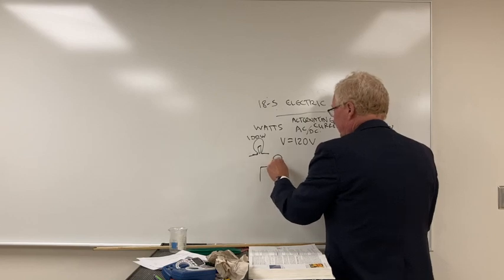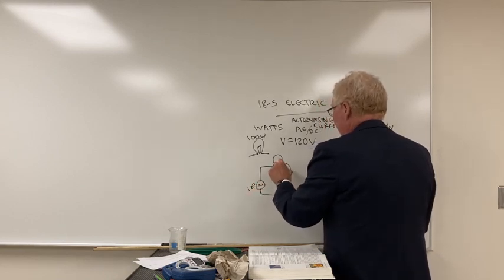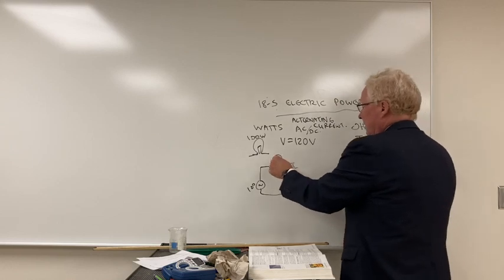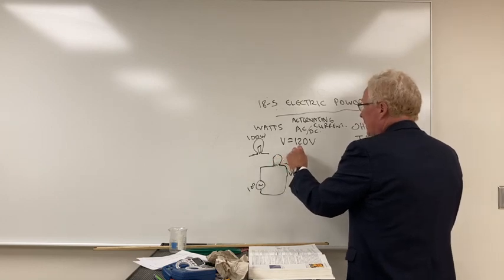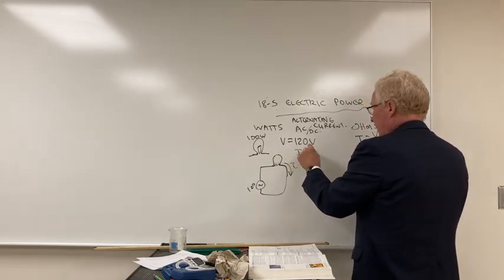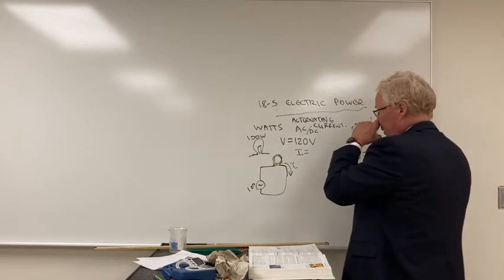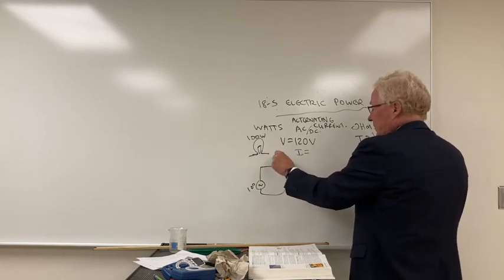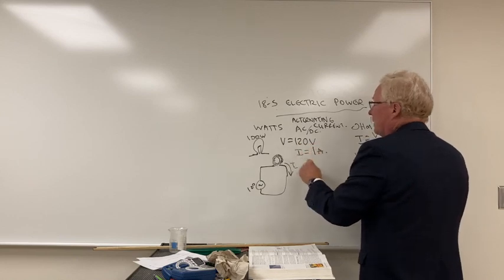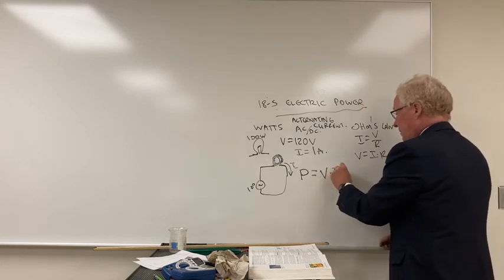So electric power. If you have a circuit with a bulb, and it's hooked up to a 120 volt circuit, it has a current based on the resistance, the kind of bulb you got. So if the current is, say, 1 amp, then the power in watts is given by V times I.